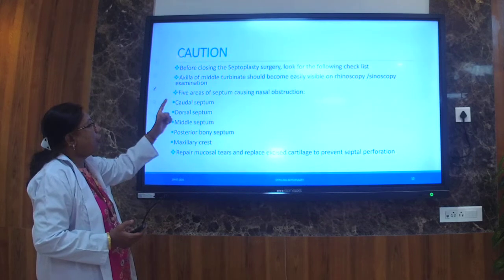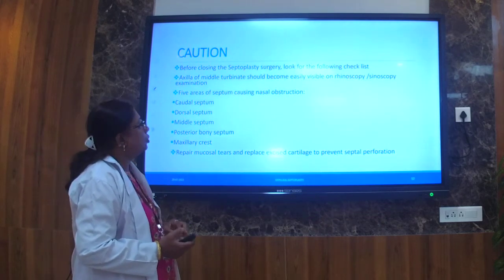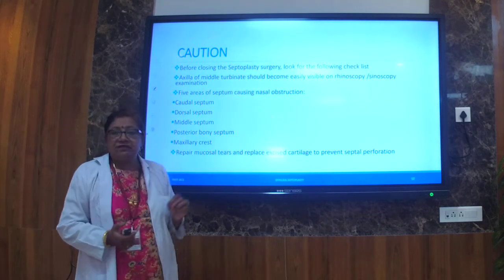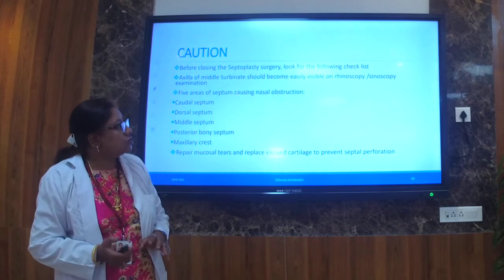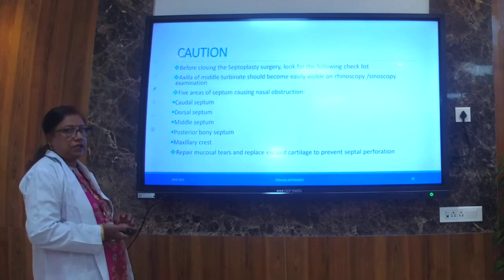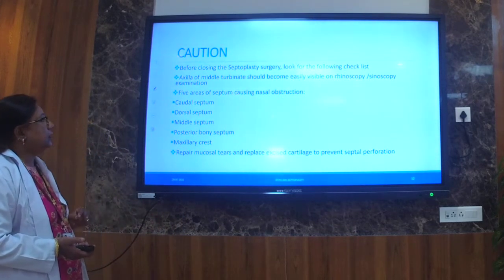First is the axilla or middle turbinate should become easily visible on rhinoscopy or sinuscopy examination. So this is very important.